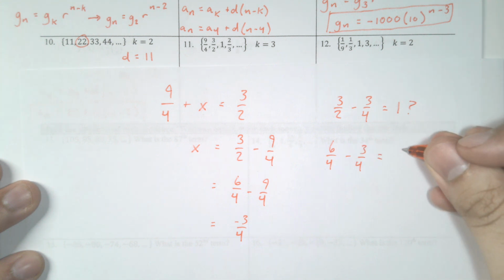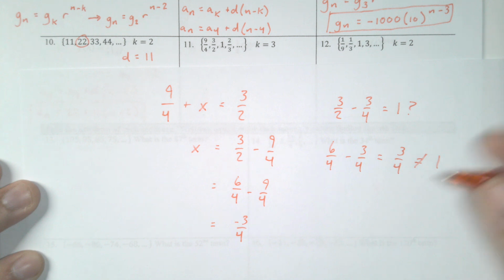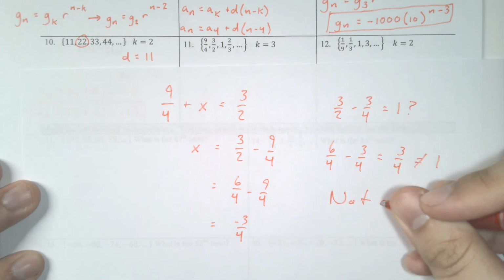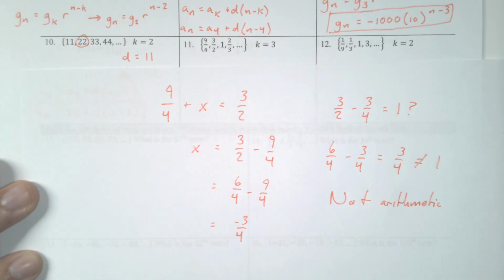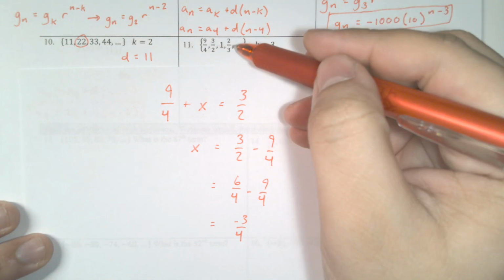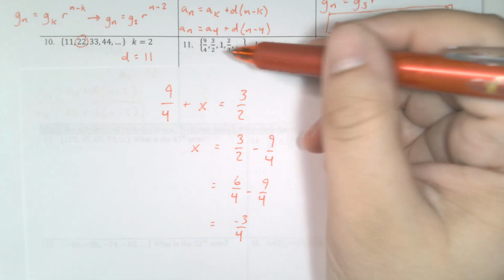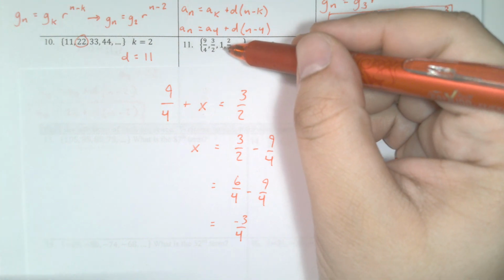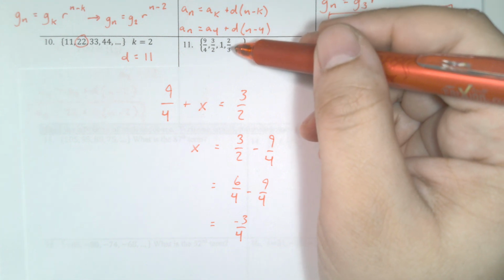6 minus 3 is 3 over 4, which is not equal to 1. So, not arithmetic. So, this has to be geometric then. Let's see. Instead of breaking our brains here, let's use the fact that we have a 1 in the sequence. And let's take one term and divide it by the previous one.